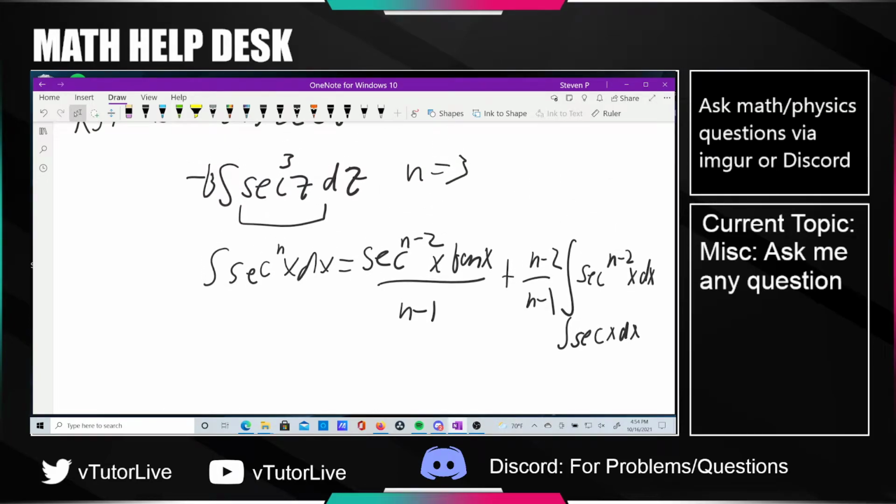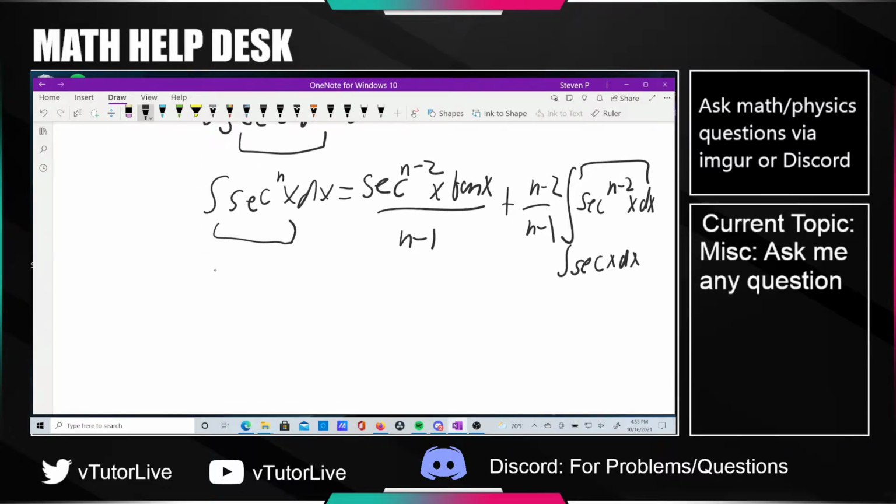By the way, I'm looking at how to actually prove the reduction formula, and I'm getting a hint that you have to integrate by parts with u being equal to secant n minus 2 x, and dv is equal to secant squared dx. Interesting.